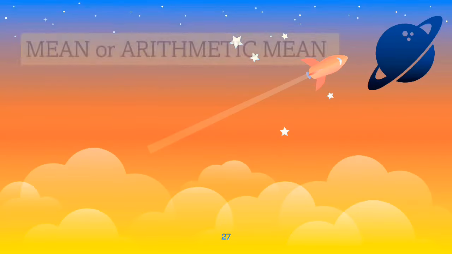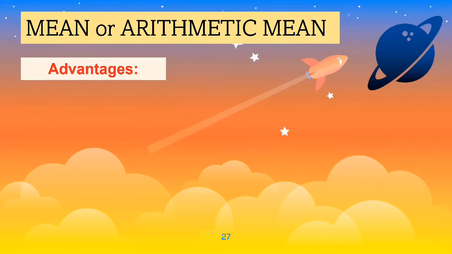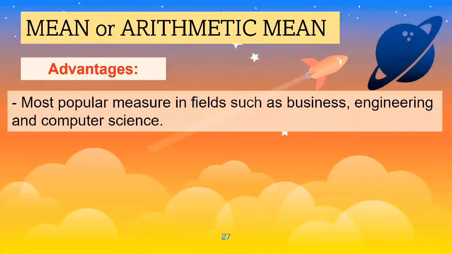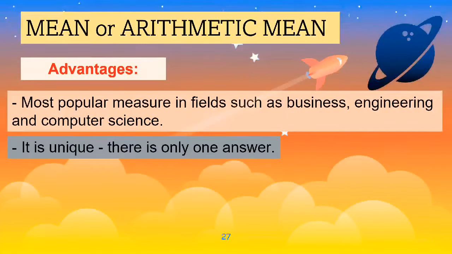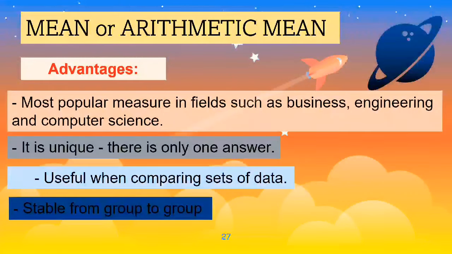At this moment, let's get to know the advantages and disadvantages of using the three measures of central tendency. First, we have the mean or arithmetic mean. One of its advantages is that it is the most popular measure in fields such as business, engineering, and computer science. Another one, it is unique and there's only one answer to the problem, and it is useful when comparing sets of data. And last but not the least, it is stable from group to group.